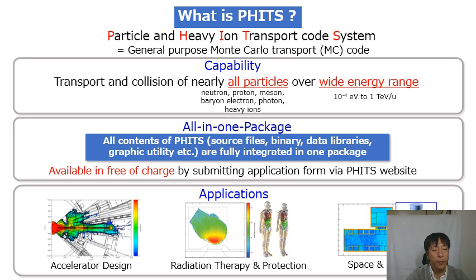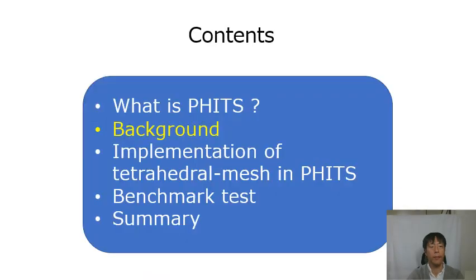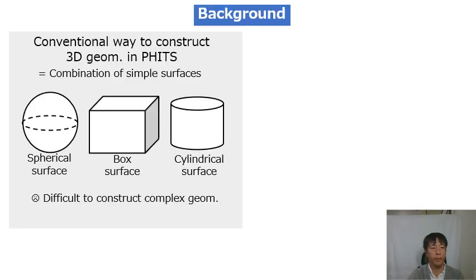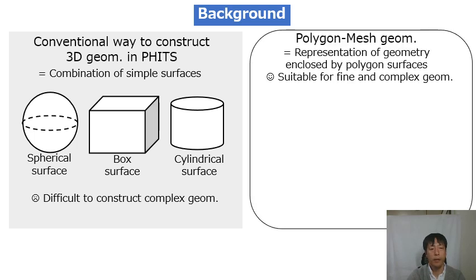Today, I will explain the performance of voxel and mesh phantoms using this code PHITS. Background. Conventionally, PHITS adopted very simple geometry, which is a combination of simple surfaces, such as sphere, box, cylinder, and so on. So it was difficult to construct complex geometry. On the other hand, the polygon mesh geometry, which is often adopted in computer graphics, is suitable to describe fine and complex geometry.